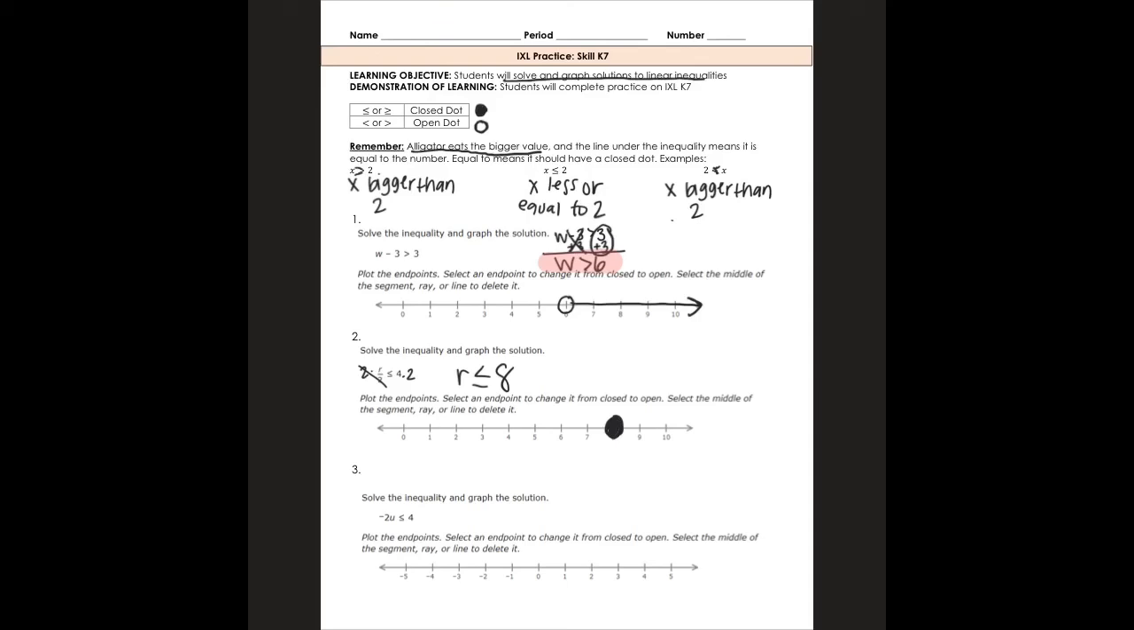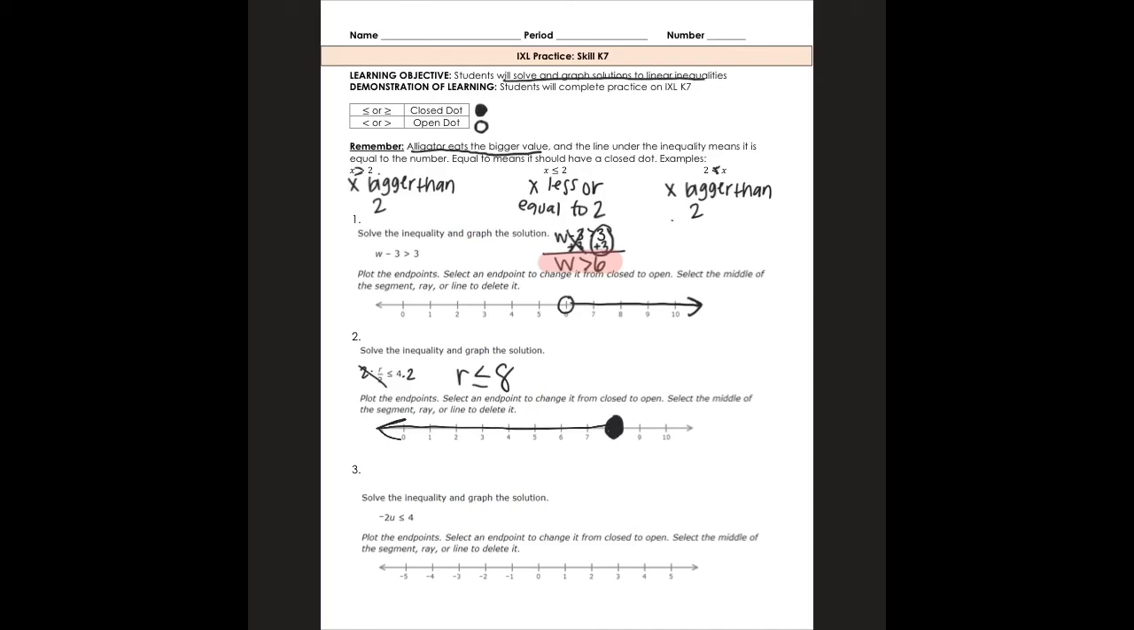And here I have r is less than or equal to 8. 8 is going to be bigger because it's being eaten. So less points to the left, and that is my answer.